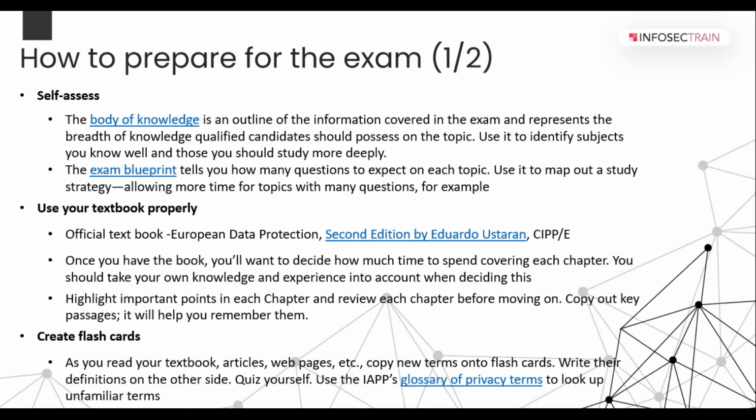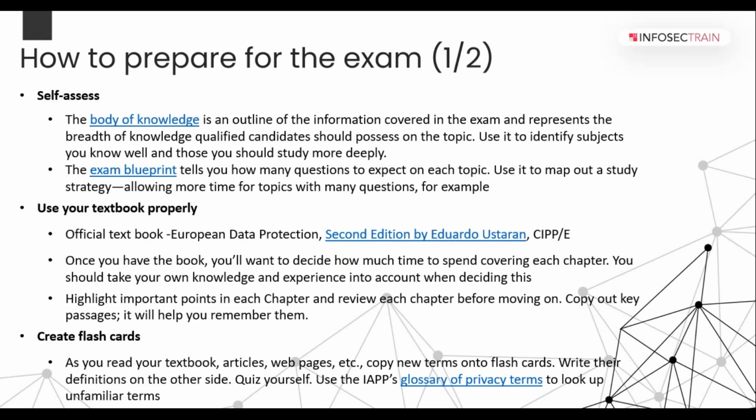Then we have the textbook. The textbook is again from IAPP. It's an official text, which is the second edition of Eduardo Ustaran's CIPP/E. And we are looking at the third edition coming for this particular textbook. You don't need to be worried about it, because generally the changes brought between editions are clearly mapped. Even if you have the second edition, that's more than sufficient, because you can clearly bridge the gaps or the new topics which are brought in. You can refer to IAPP or different resources available on the internet. That's something you can bank upon.